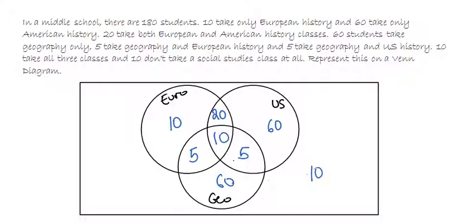So here we go. We need to place every little section into the right section. Which are the ones that take just Euro, take just US, take just geography, and place the combination of the 2 classes together. You just need to go methodically through the question and make sure you put each part of it in the right section of your Venn diagram.